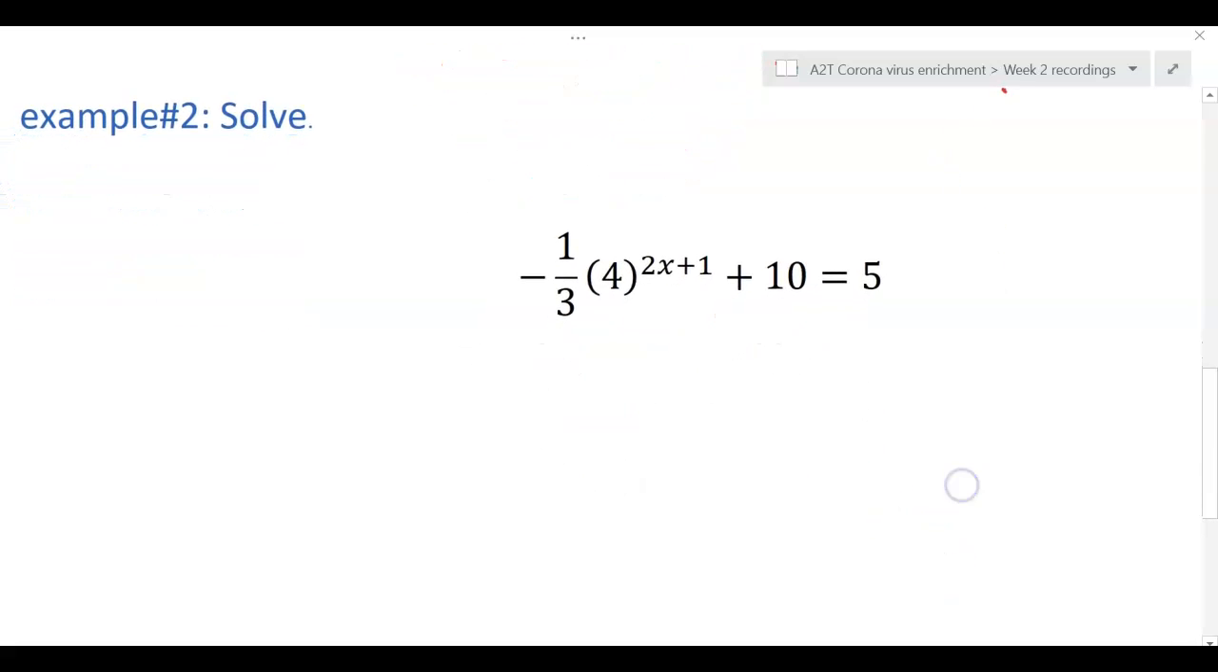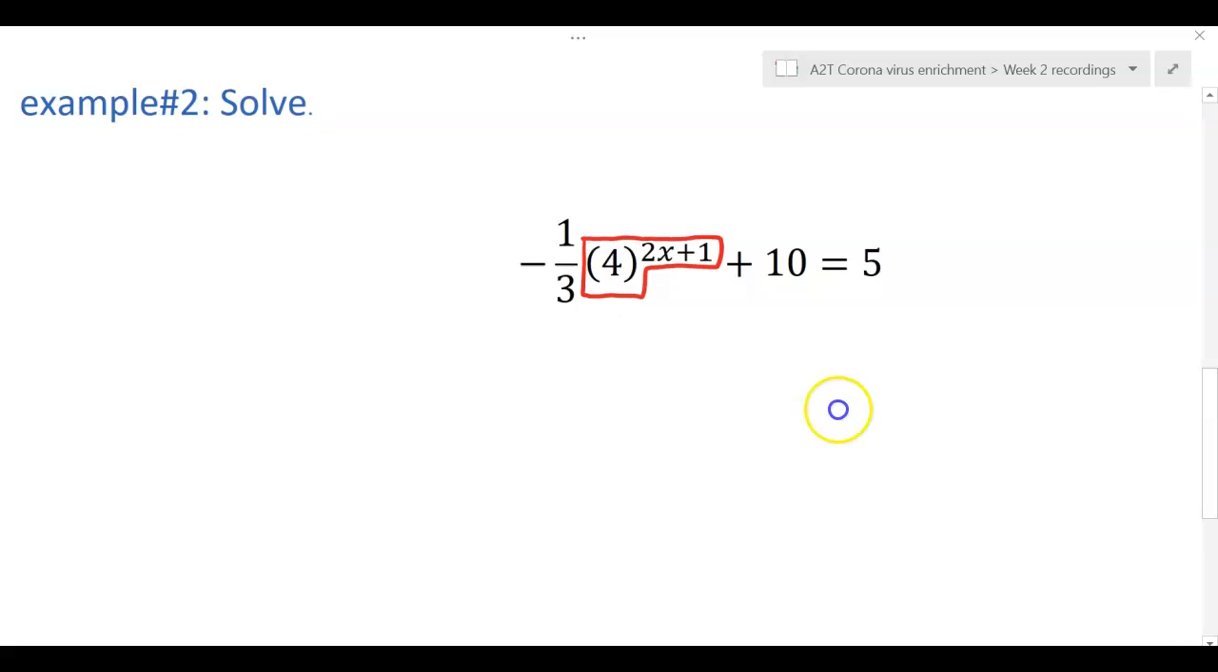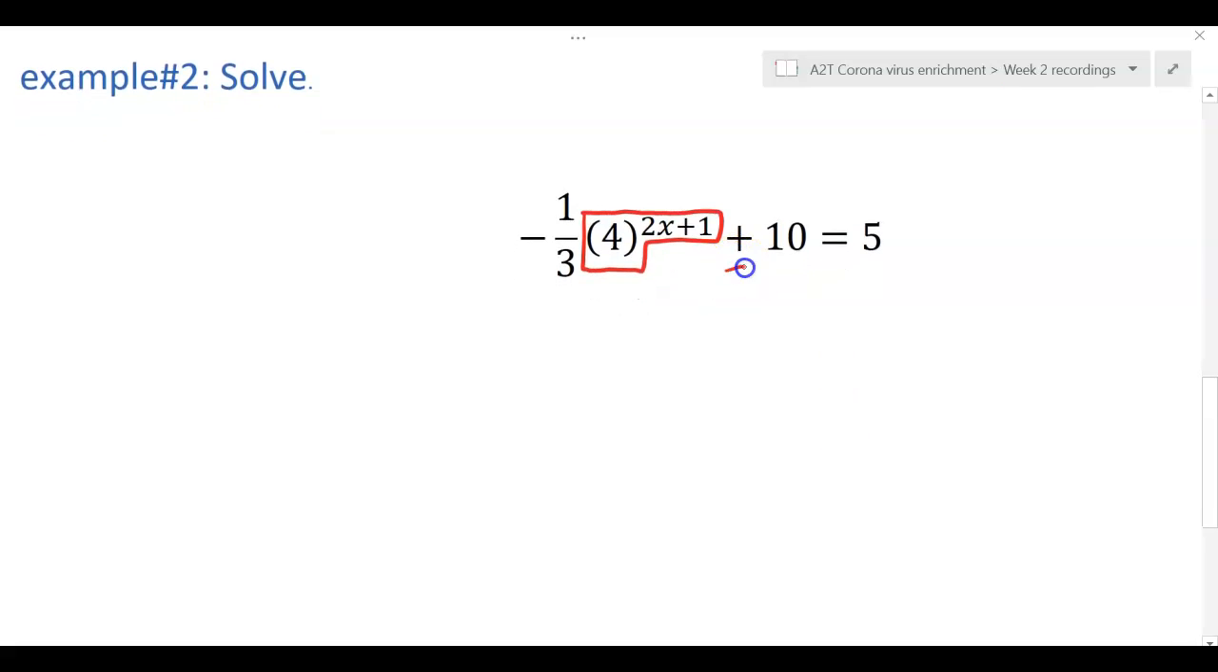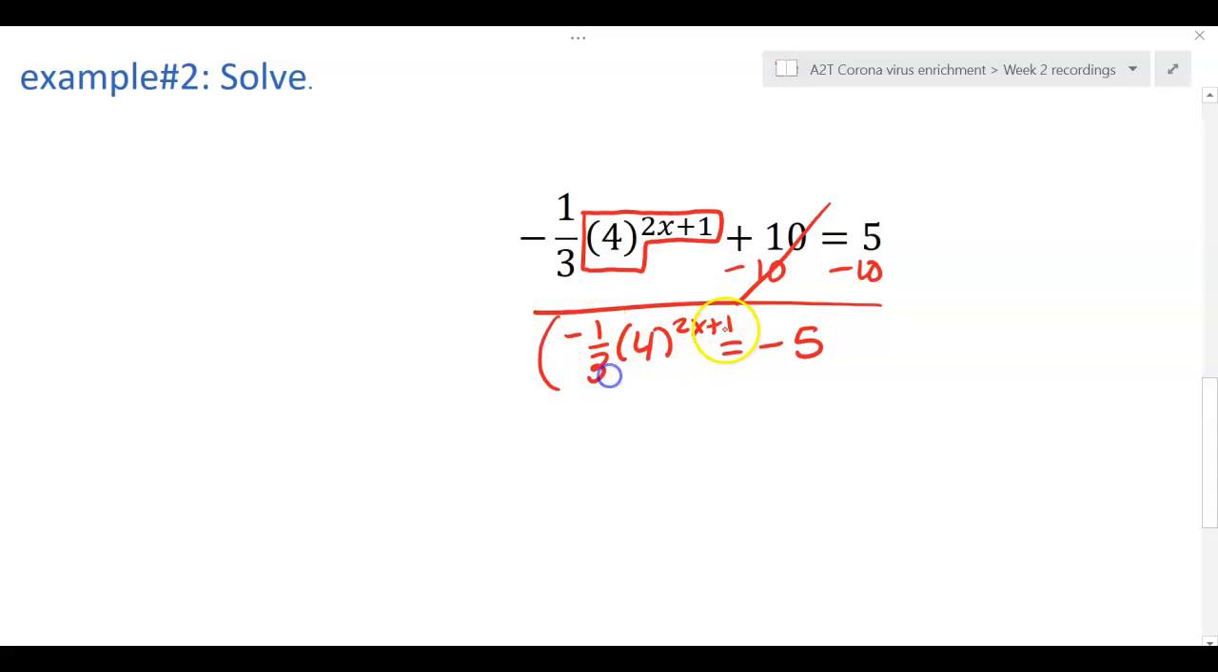I see that it's exponential because I can see x is in an exponent position. It's part of this power with a base of 4, and my goal is going to be to isolate that power. So the first thing I'm going to do is subtract 10. And then once I have this written out, I want to cancel out this negative 1/3 here. So I'm going to multiply this entire side by the reciprocal of negative 1/3, which is negative 3. So I'd have 4 to the power of 2x plus 1 equals 15.